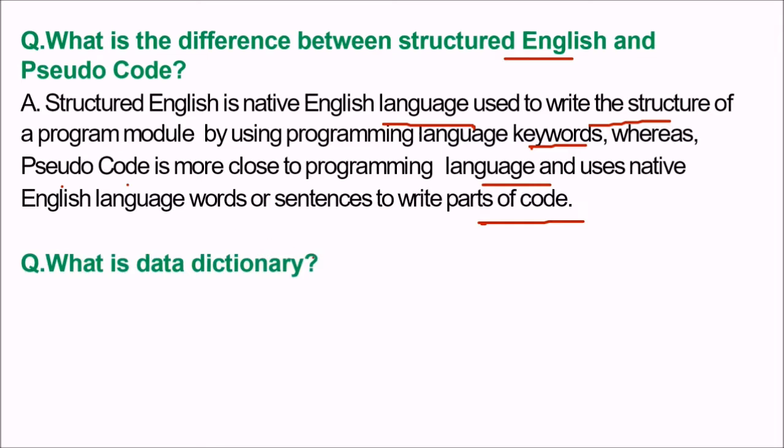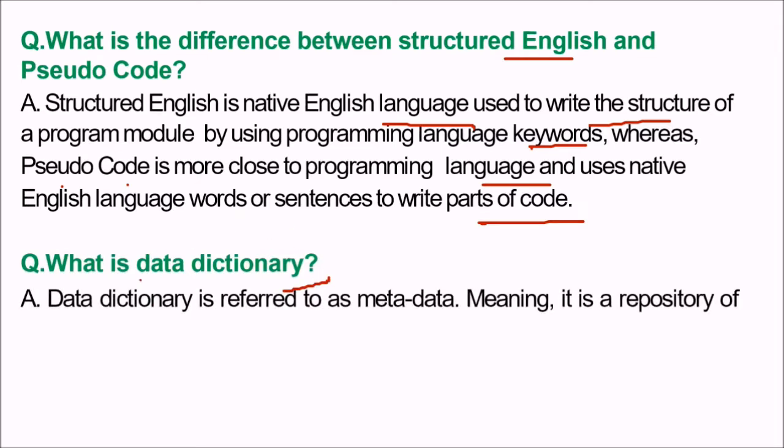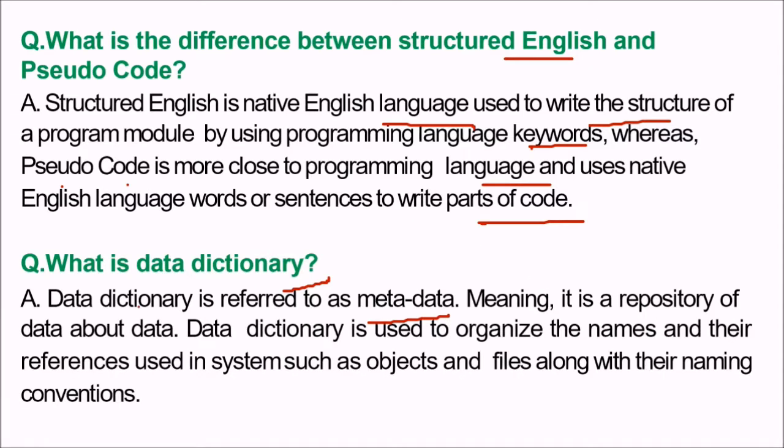What is a data dictionary? Data dictionary is referred to as metadata, which means that it is a repository of data about data. A data dictionary contains the metadata. So this is used to organize the names and their references used in the system, such as objects and files along with their naming conventions.